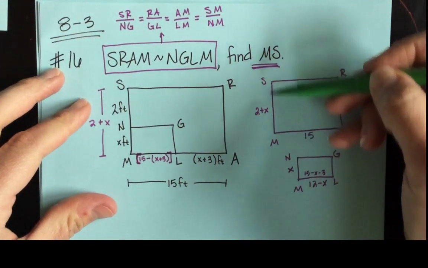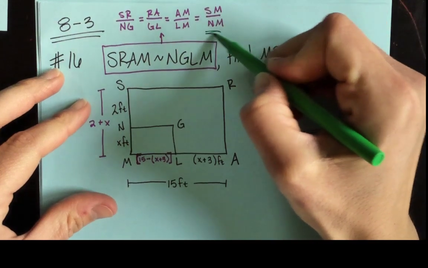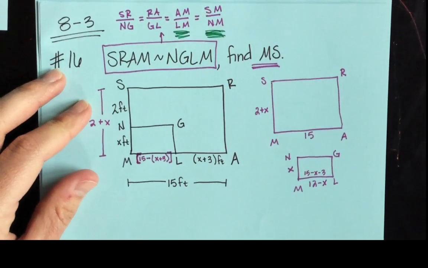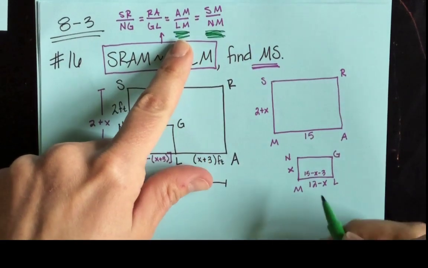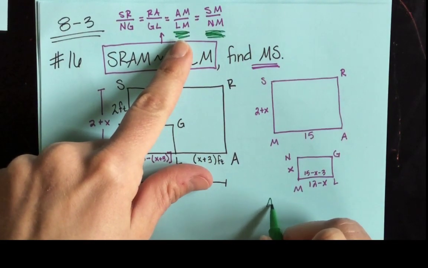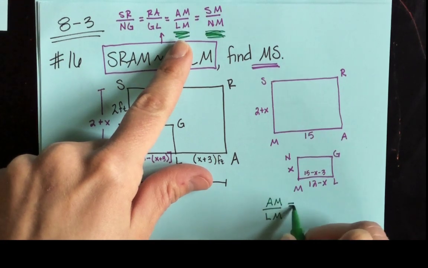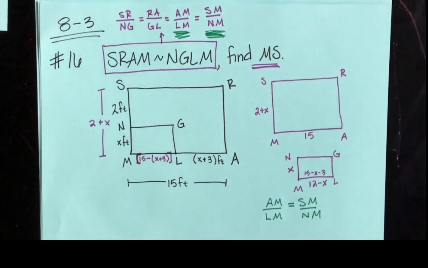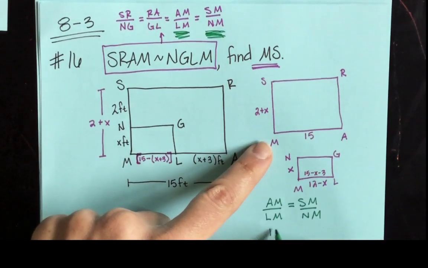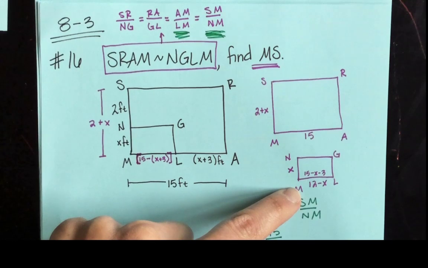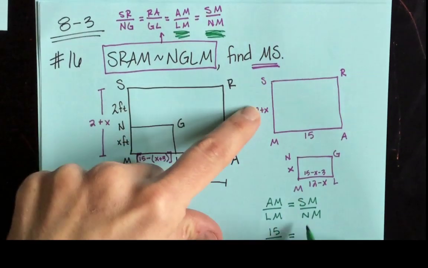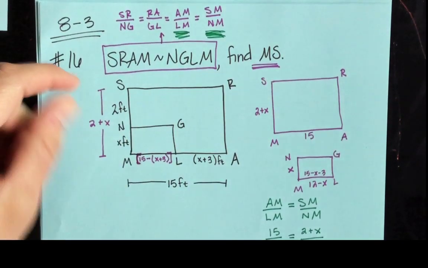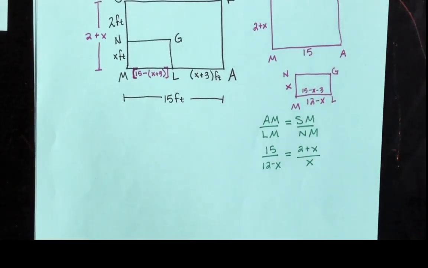So I can see that I have SM and NM, so I'm going to use this guy right here. MA and LM, I'm going to use this guy right here. So these are the two ratios I want. And I'm going to plug in their lengths to solve. So AM is 15. LM is 12 minus X. SM is 2 plus X. And NM is X. And we're going to cross multiply and solve.